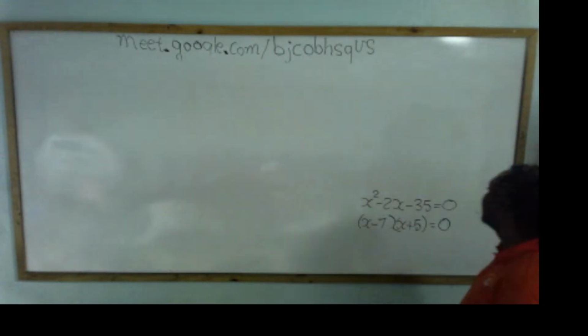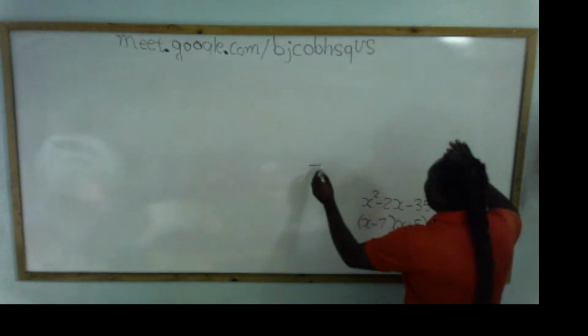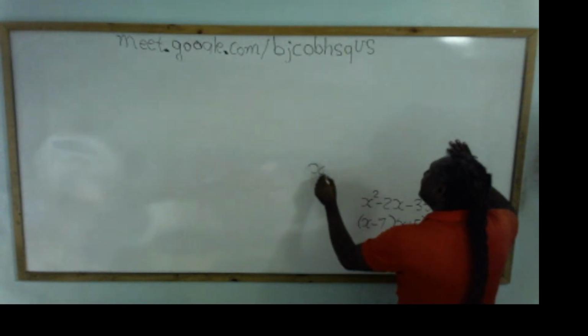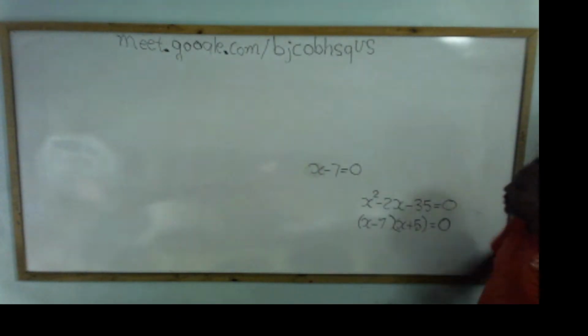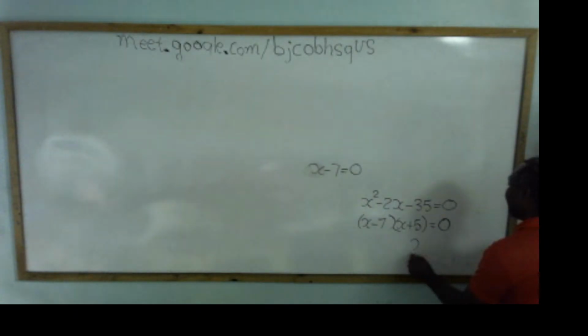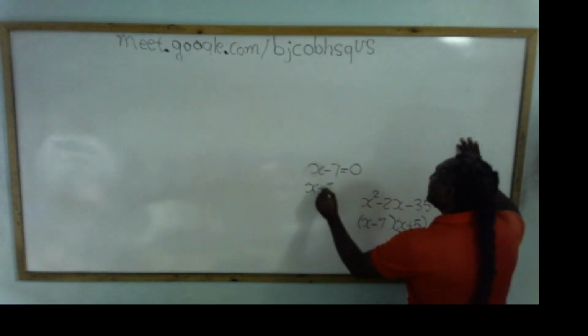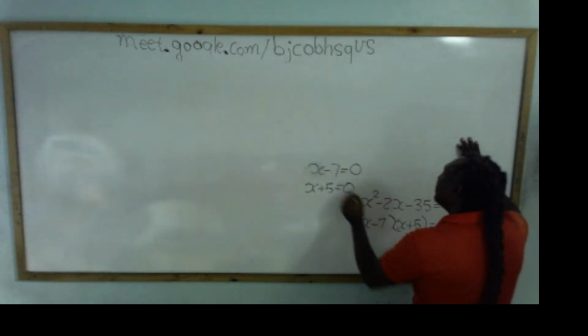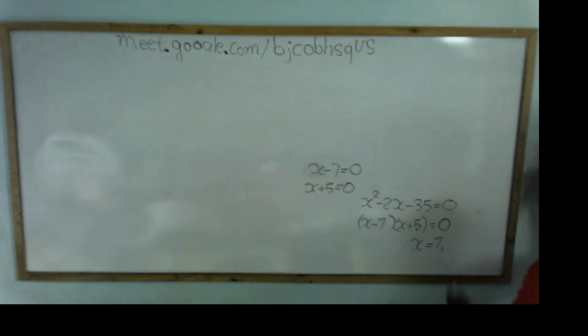Now, in our minds, that's how we need to be able to do this. If x minus 7 is equal to 0, we can see that what we need to do is add 7 to both sides. So in one case, x is equal to 7. And in the other case, when x plus 5 is equal to 0, we need to subtract 5 from both sides. So x is equal to negative 5. Like that.